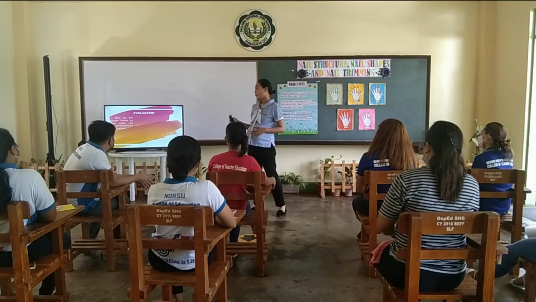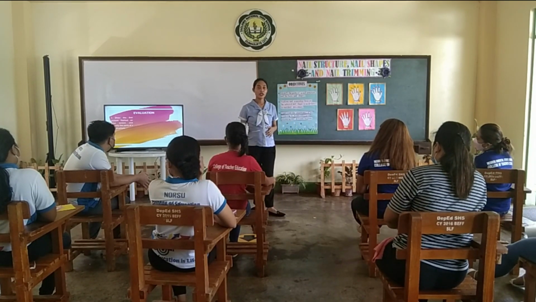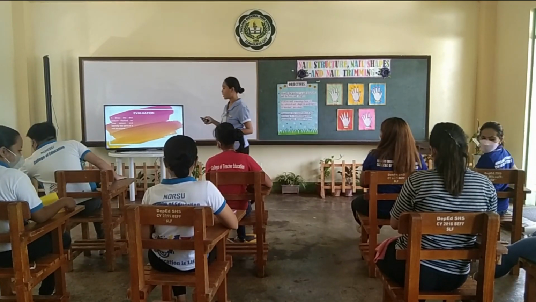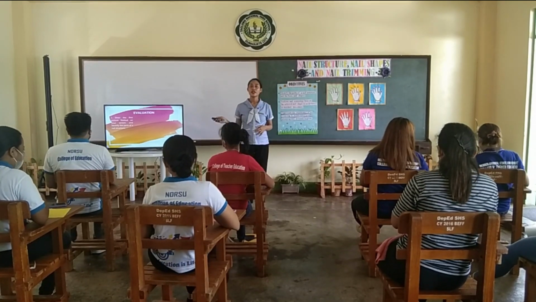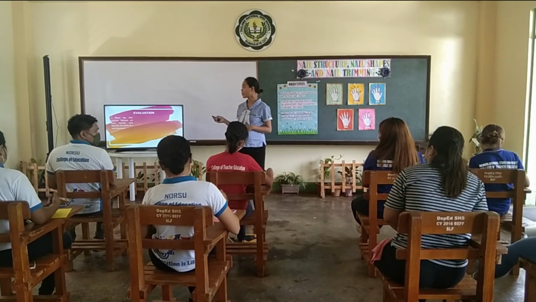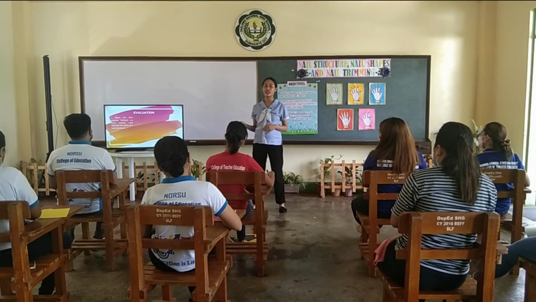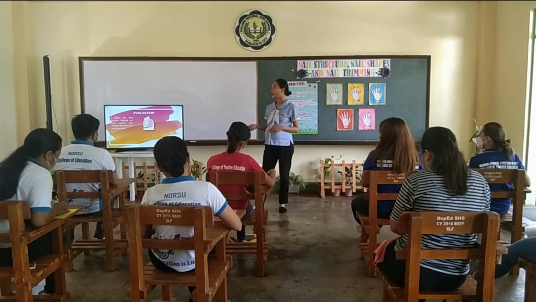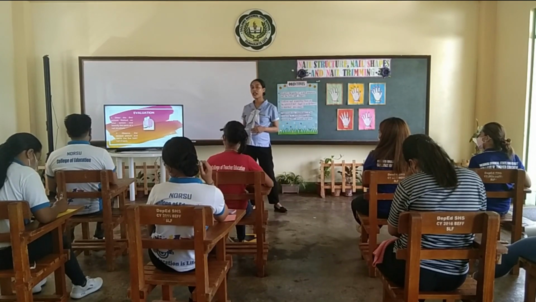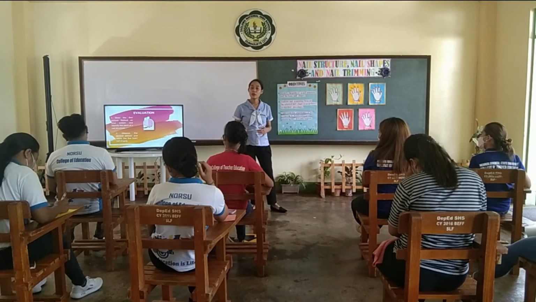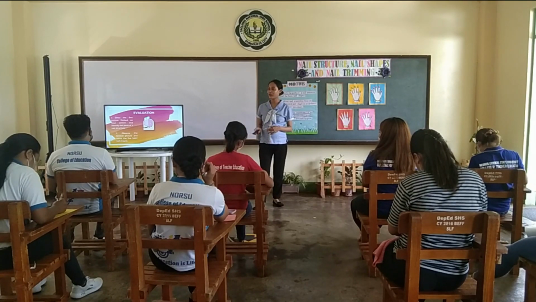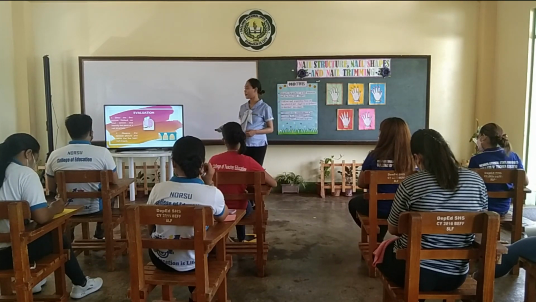So for your evaluation, I want you to get one whole sheet of paper and answer this activity. For your first activity, I want you to draw the first picture flashed on your screen and identify the parts of the nail structure. The second activity is I want you to observe the second picture and name the five basic nail shapes and give a short description of each one. I will just give you 5 minutes to answer this activity. Alright, your time starts now.